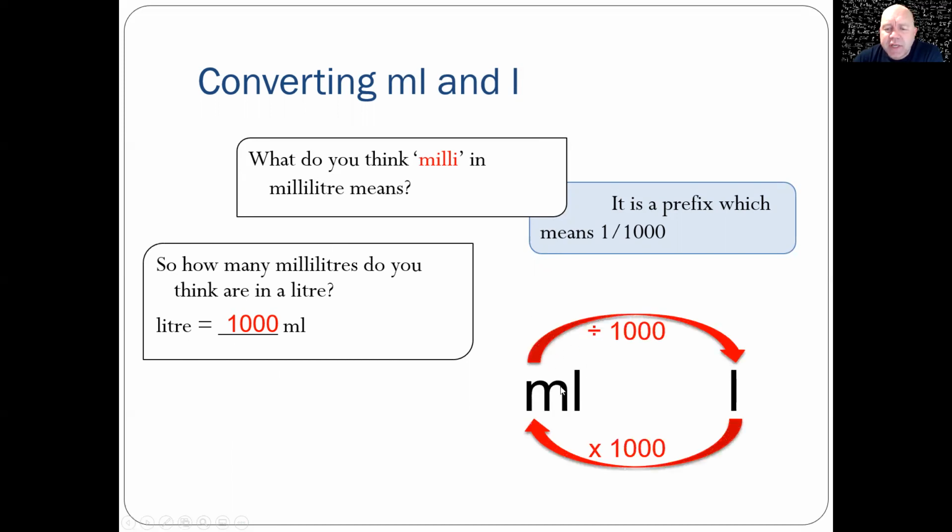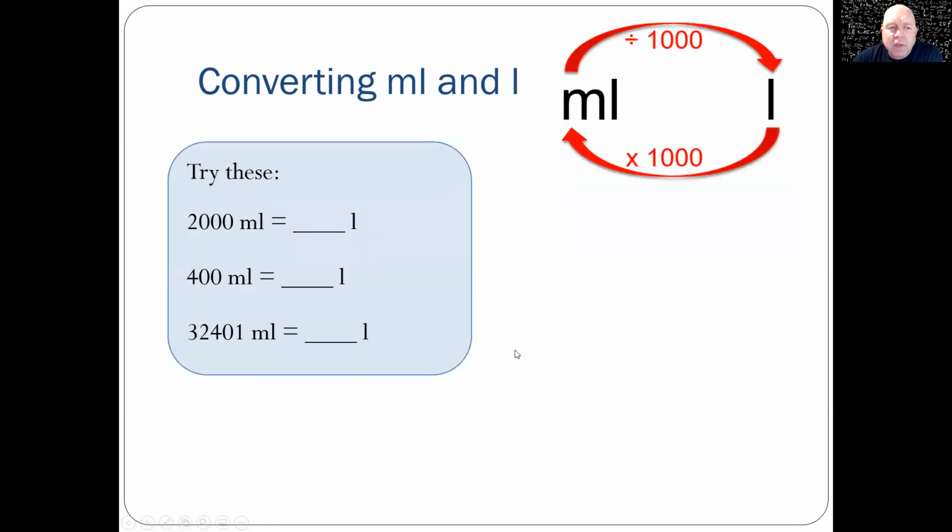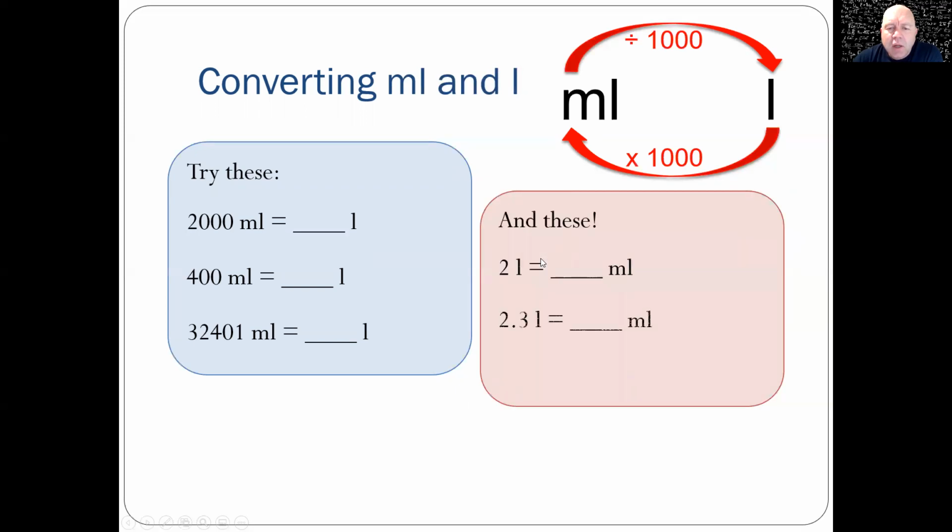So there's the conversion table for that. If I've got milliliters and I want to turn them into liters, I just divide the number by 1,000. Liters multiplied by 1,000. There's 3. There's 3 more. And there's a challenge for you. 7 questions there. Pause the video, have a go at those 7. I will show you the answers in 3, 2, 1.